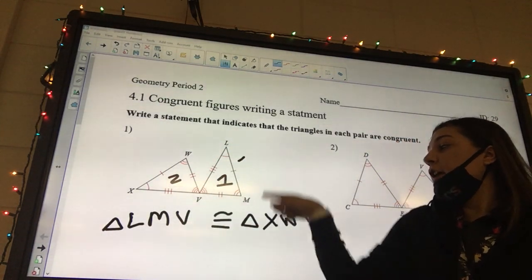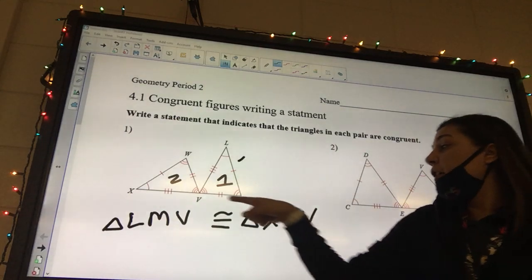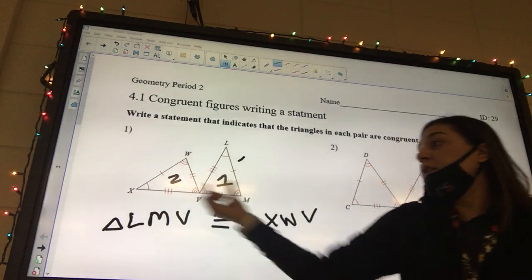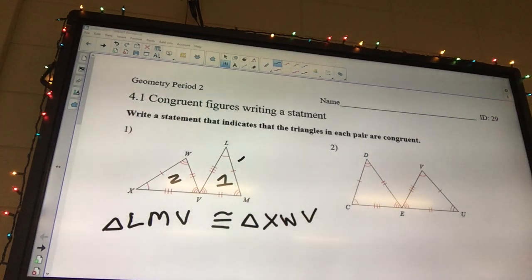So what this says in words is that triangle LMV, this first triangle, is congruent to triangle XWV. Okay, it's saying that this one equals this one, and that's all we're doing. We're writing the congruent statement. Oh, so that's how we do it. Alright, that's it.